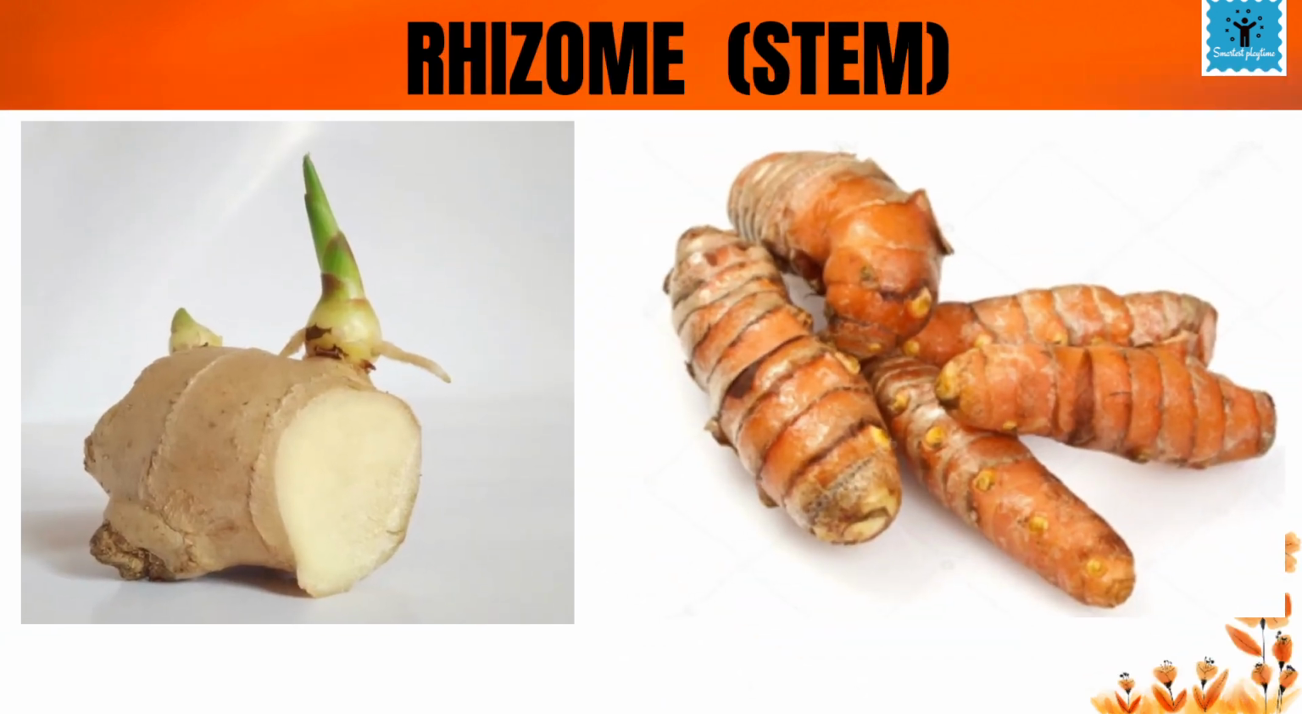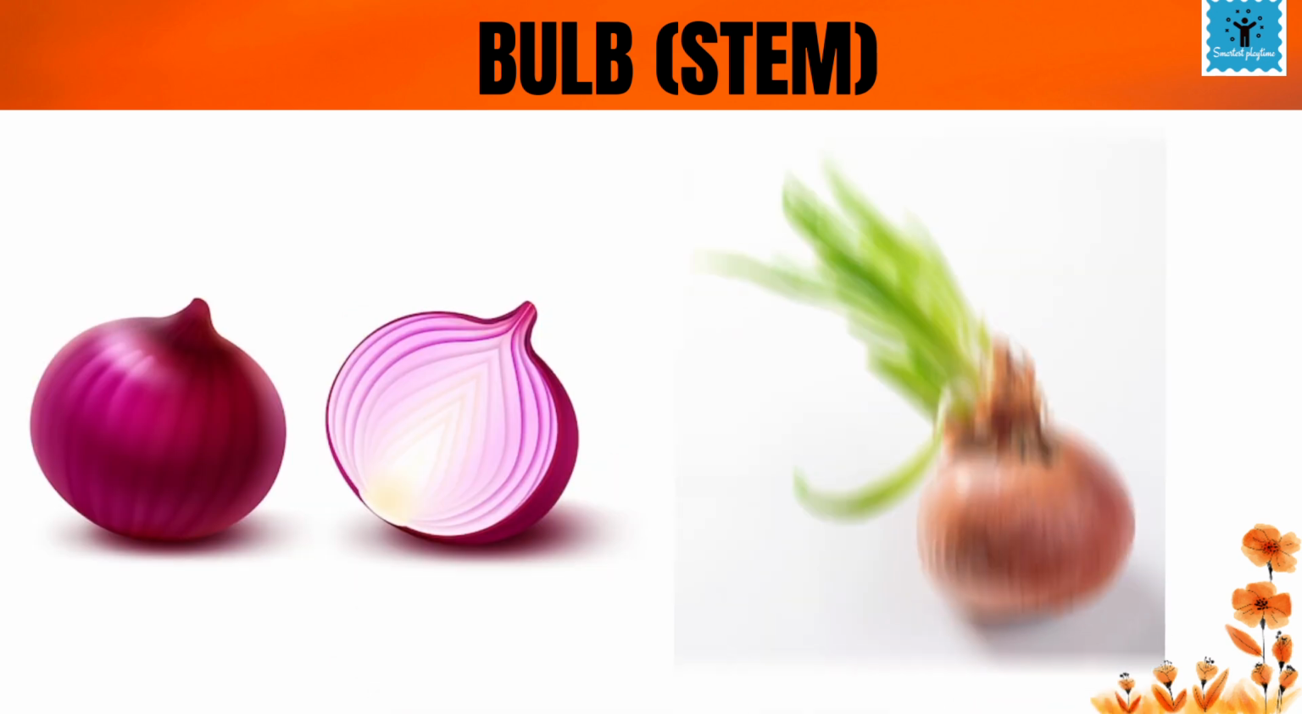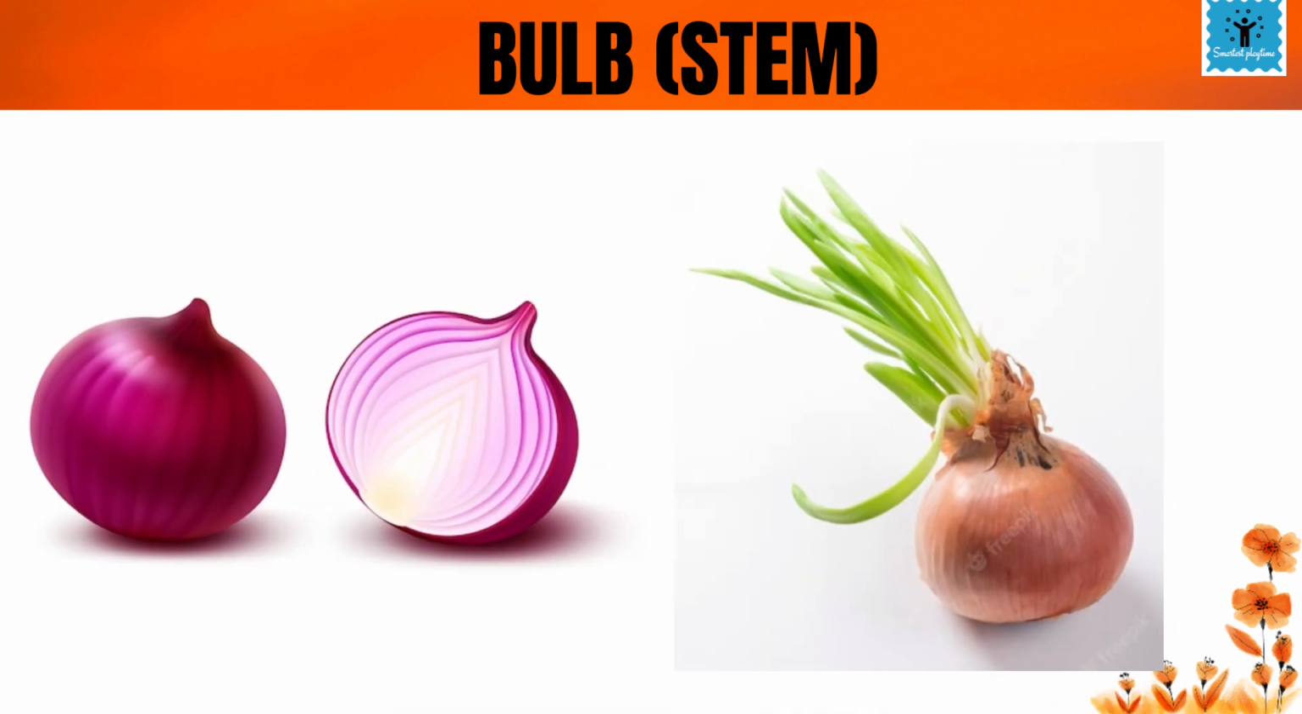Rhizome is also an underground stem that has buds, for example, ginger and turmeric. Bulb is a small disc-like stem surrounded by scale leaves. It is found in onion. In this, a new plant can arise from the stem.